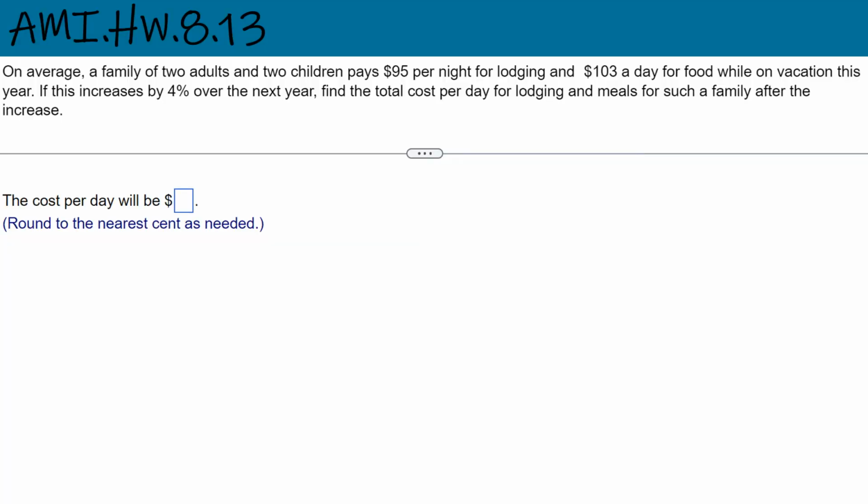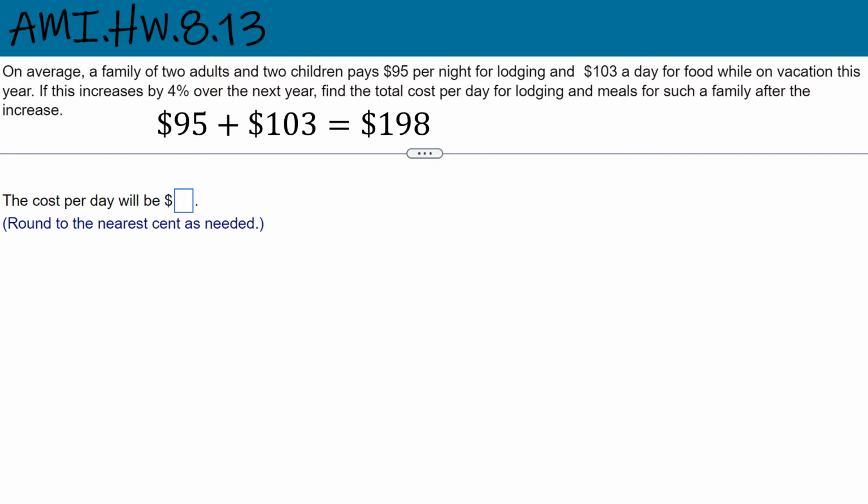Here's a question where we talk about a vacation trip. Now, this is a vacation, and we have a lot more information than we need. We talk about 2 adults, 2 children. We talk about how much they spend for lodging and food on vacation. But that's not really what this question's about. This question is about how much money it's going to cost them to go on vacation next year.